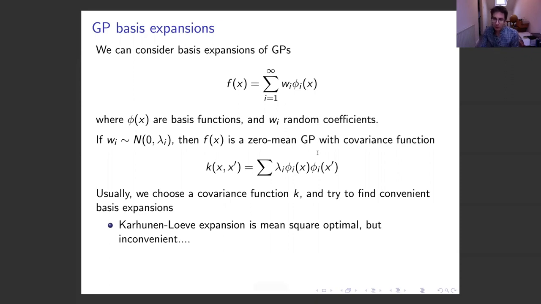So the challenge becomes, how do we pick good basis functions here? How do we find a good set of basis functions? Now, the way we normally think in the Gaussian process literature is you start with a covariance function and you try to find a convenient basis expansion, but we can't do that here. We can't start with k. We don't know how to write down a k. So we're going to start in the other direction. We're going to start with basis functions and find good implicit covariance functions. We're not going to try and write down a covariance function explicitly.